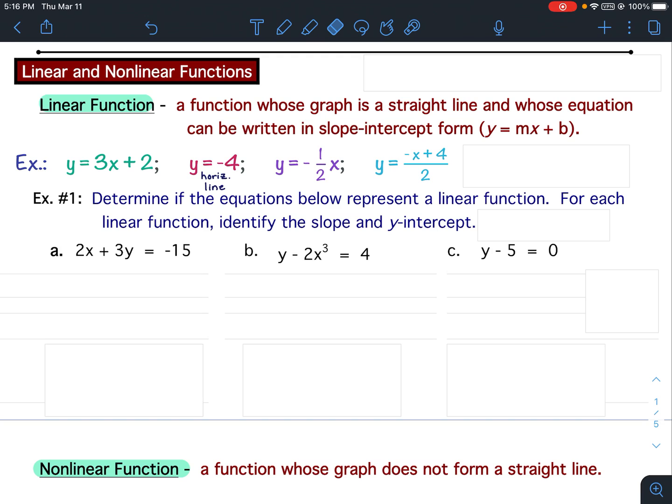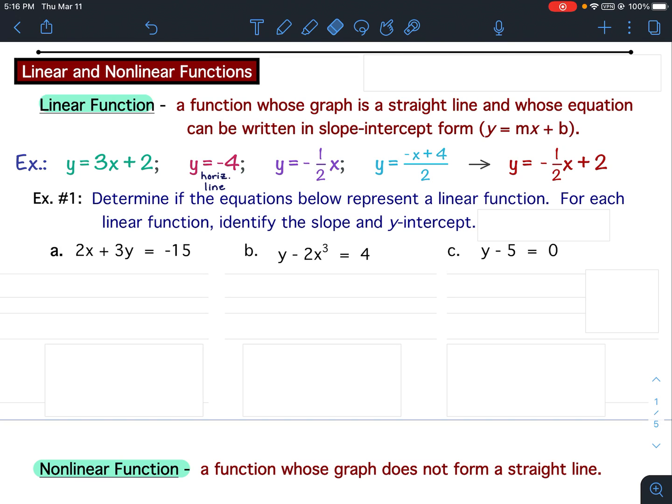Y equals negative x plus 4, all divided by 2. Now that might not look like y equals mx plus b, but it can be simplified to be y equals mx plus b. So it is a linear function. If I simplify that equation, if I take negative 1x and 4 and divide each by 2, I would get y equals negative 1/2 x plus 2. Pause your video, make sure you have all of those written down.